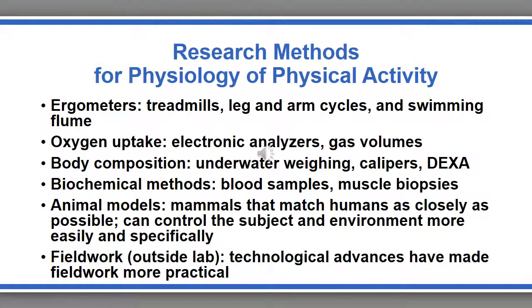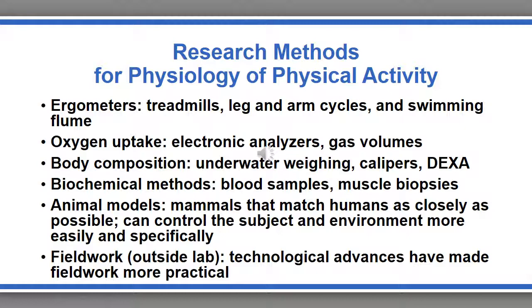Looking at research methods and tools in physiology of physical activity, we can begin with ergometers. Ergometers are anything that measure exercise output, so it could be a treadmill, a leg or arm cycle, or a swimming flume, anything along those lines. We look at oxygen uptake.